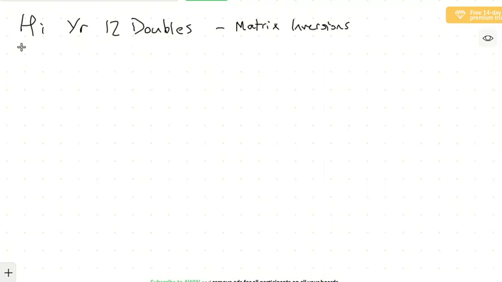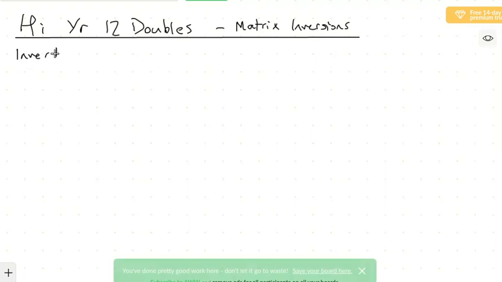Now, the 2 by 2 one I'm going to show you first because, let's face it, it's not that difficult. It's a quick little step, but it's still worth talking about because I want to talk about why we invert matrices as well and what happens when we find the inverse. So, let's just talk about inverting 2 by 2 matrices first.